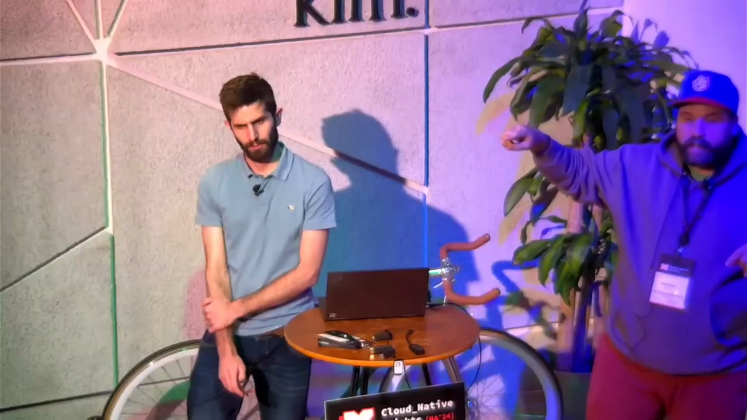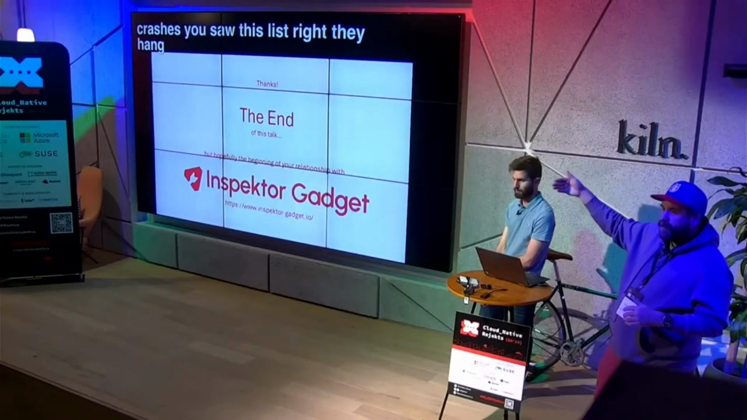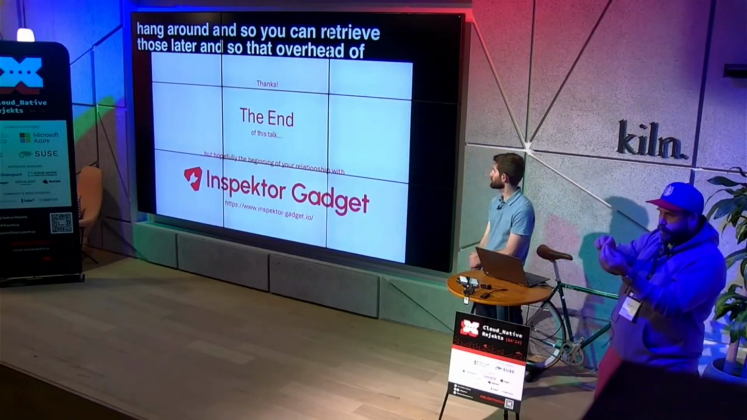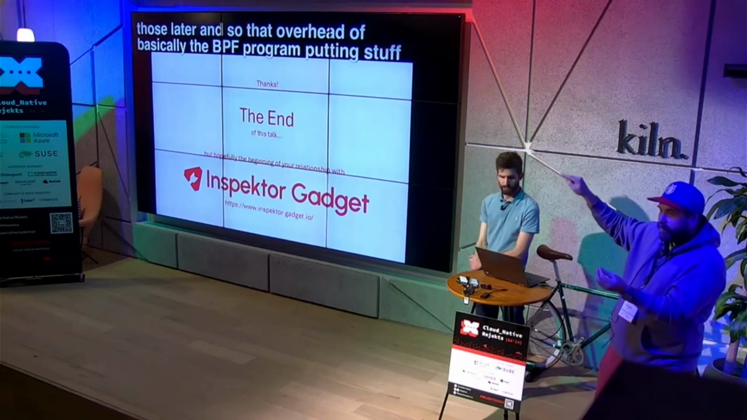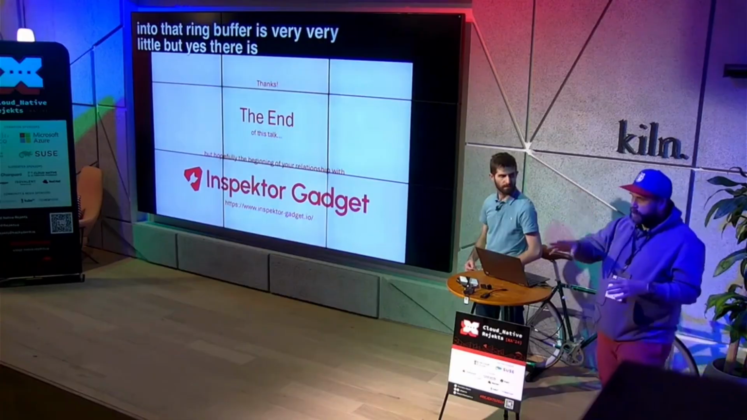So what this does is it basically puts these traces into a ring buffer, and they're just sitting there. When it crashes, you saw this list, right? They hang around, and so you can retrieve those later. The overhead of the BPF program putting stuff into that ring buffer is very, very little. But yes, there is some overhead. We do need to remeasure that. But yeah, sorry, I can't answer that.